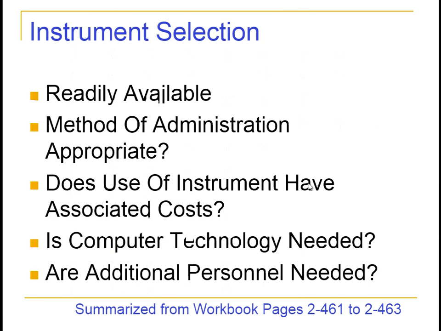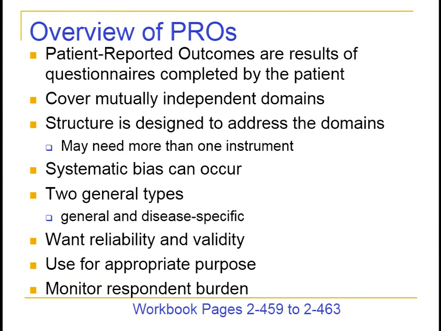The domains, and you may need more than one instrument to collect all of the domains. Systematic bias can occur, but you can do some controls for that. There are two general types, general and disease-specific. They need to be reliable and valid. You need to use it for the appropriate purpose, and importantly, you need to monitor for respondent burden.